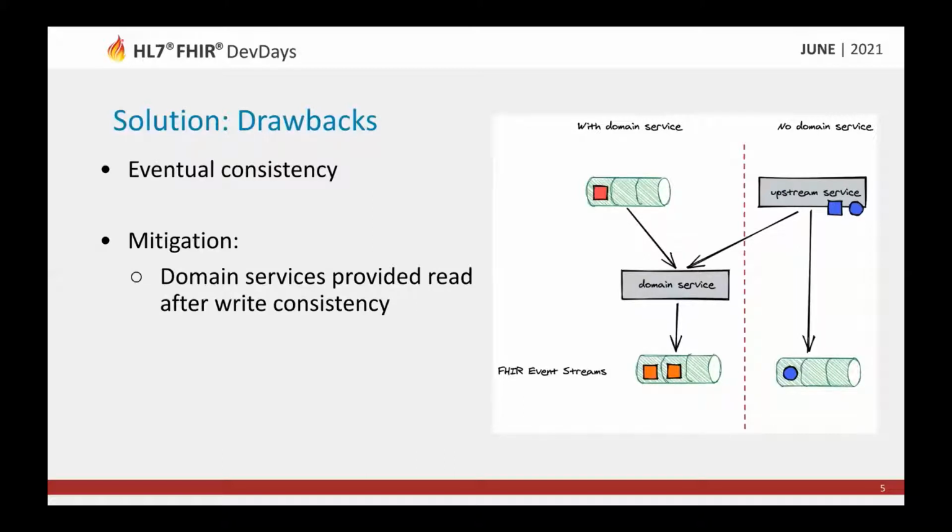We can mitigate this problem by creating domain services that own a certain FHIR event stream. The domain service can provide the read-after-write consistent API that is required and is then responsible for publishing the FHIR events. These event streams provide the flexibility to have a domain service or not have a domain service, depending on the use case.